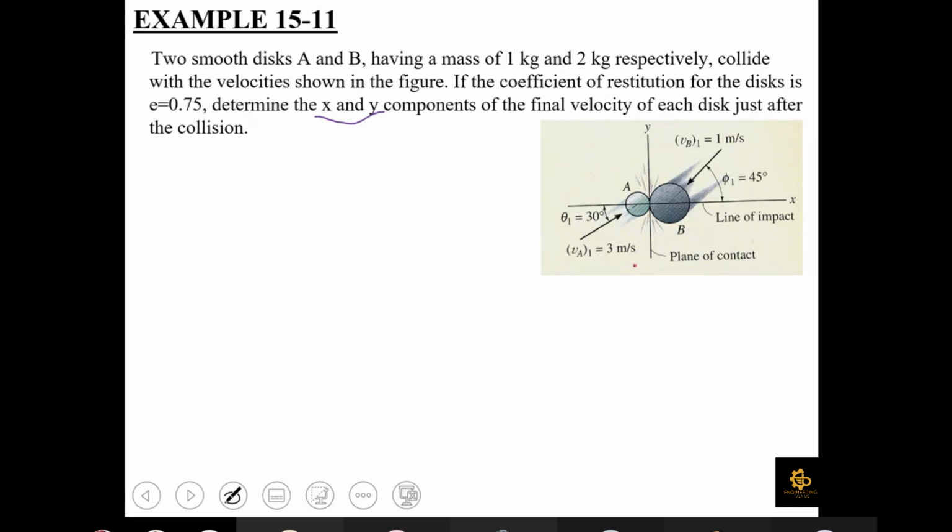So if it is a case of oblique impact, we are going to solve it using the 4 steps of oblique impact. What did step number 1 say? You apply the conservation of momentum principle on the system along the line of impact. So let us take the positive side of the line of impact to be towards the right. What is the momentum of particle A along the line of impact before collision? Can you identify it?